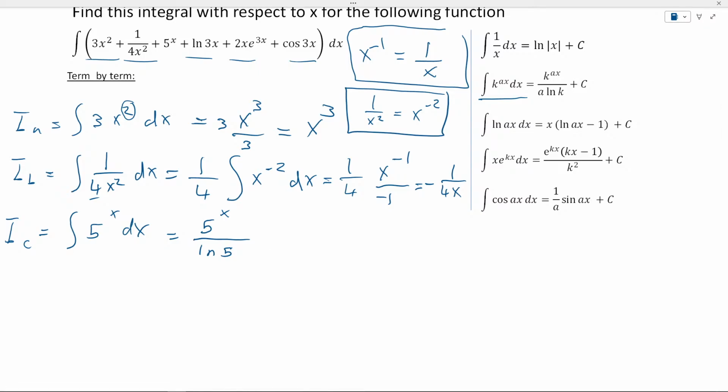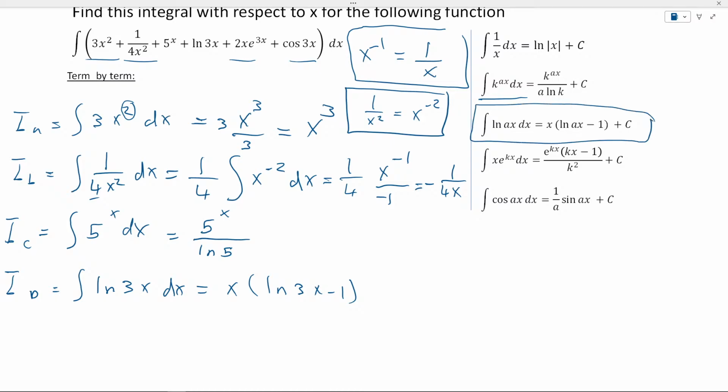Let's do the other one, number 4. Number 4 would be the integration of ln 3x dx. This one also has a rule. So the rule is x ln ax minus x, so x ln 3x minus x, plus the constant. I will just ignore the constant. So there is a rule for this one. Okay, let's do this one here.